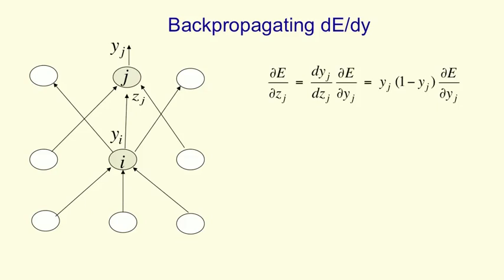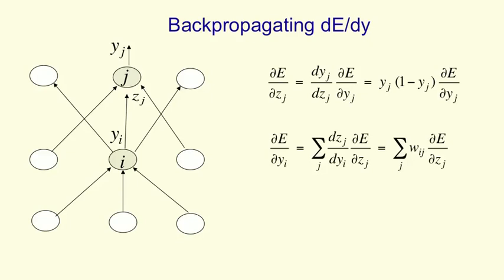The first thing we need to do is convert the error derivative with respect to yj into an error derivative with respect to zj. To do that we use the chain rule, so we say dE by dzj equals dyj by dzj times dE by dyj. And as we've seen before when we were looking at logistic units, that's just yj times (1 minus yj) times the error derivative with respect to the output of unit j. So now we've got the error derivative with respect to the total input received by unit j.